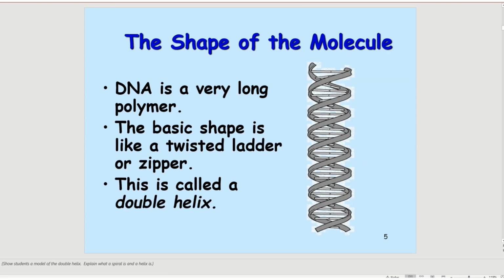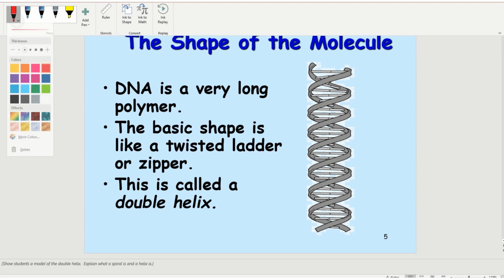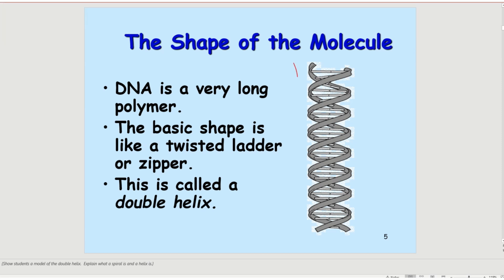Now, the shape of the molecule: it's a very long polymer. The basic shape is like a twisted ladder or a zipper. It's called a double helix. Now, how many sides does it have? Can you see it? Here is one side and here is another side. So that's two sides, double, right?